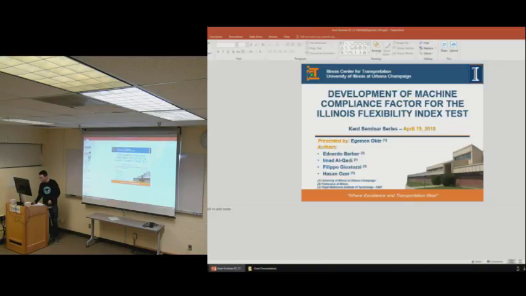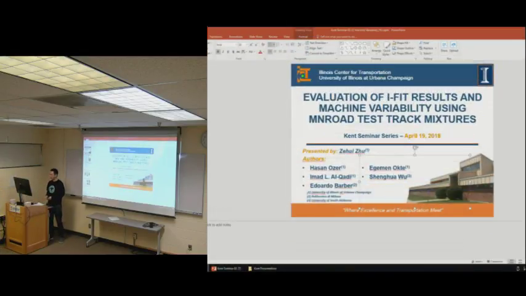No need for a long introduction. We're going to have two presentations. They're all based on the TRB papers or the posters that we submitted last year, and they're all about IFIT and machine variability. They are really connected to each other. We separated them into two presentations.